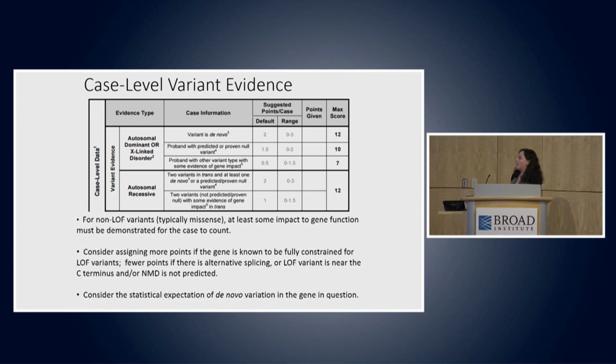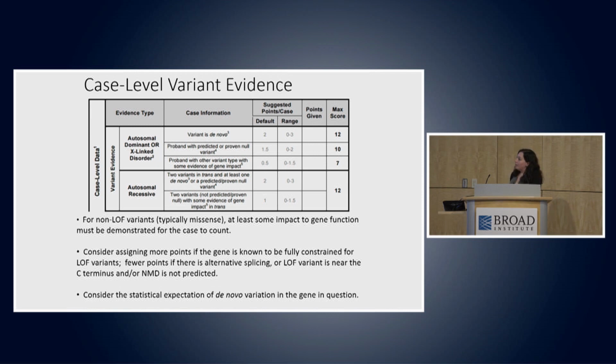And for the default, we have 2 points. However, we do give a scoring range for each type of variant. We do suggest that people start out by scoring with default scoring. And as you get a sense more of the nuances of gene curation, you can start to upgrade or downgrade. And in the standard operating procedure, we do provide some specific examples of when you should downgrade and upgrade. And we'll talk about some too in the workshop. And then the one that scores a little bit less than that is a proband with a predicted or proven null variant at a 1.5 per case.